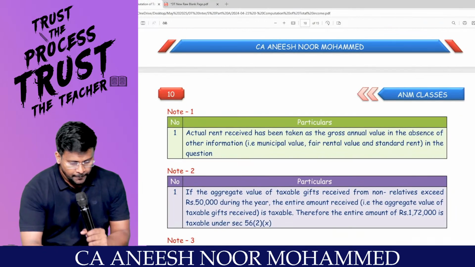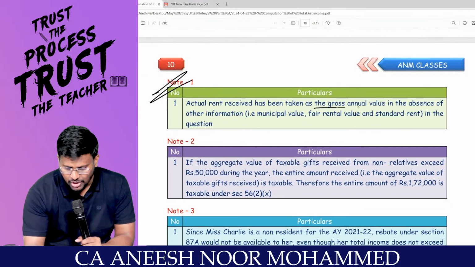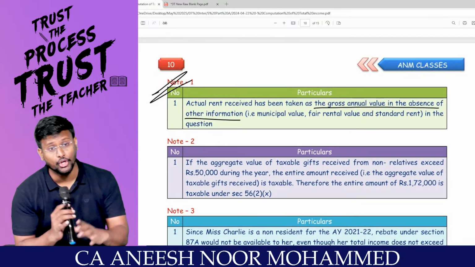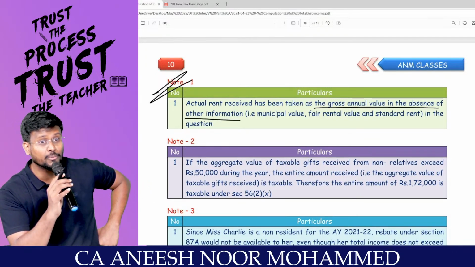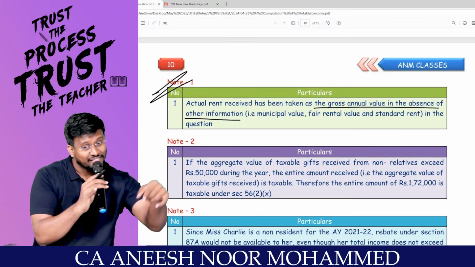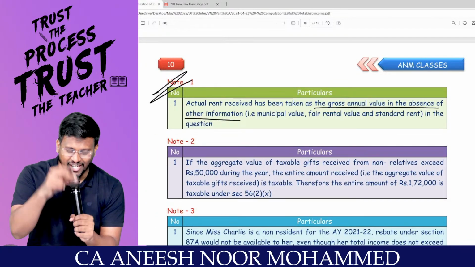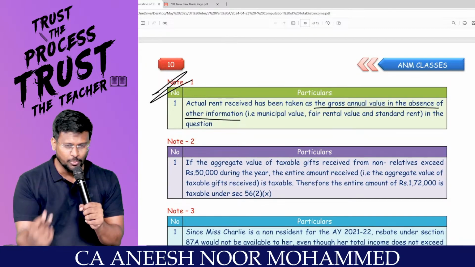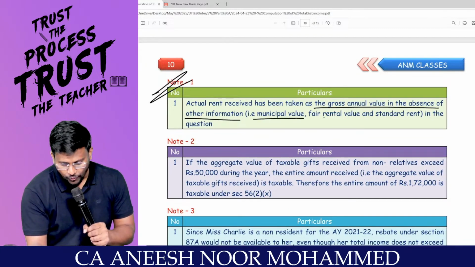Comfortable? Actual rent received has been taken as the GAV in the absence of other information. Then other information: fair rent or municipal value, whichever is higher, or standard rent, whichever is lower. The answer is called expected rent. Expected rent or actual rent received or receivable, whichever is higher. Municipal value, fair value, standard rent.